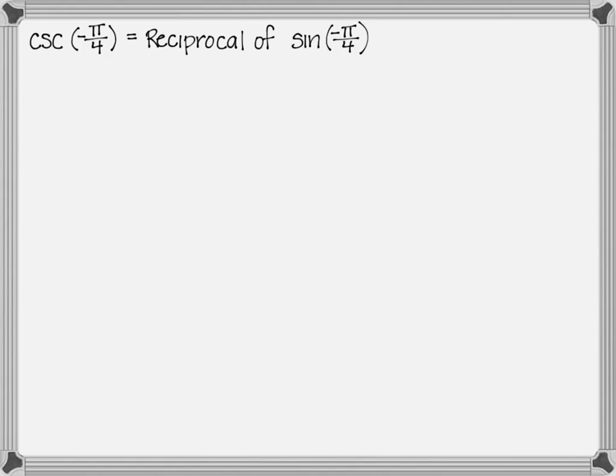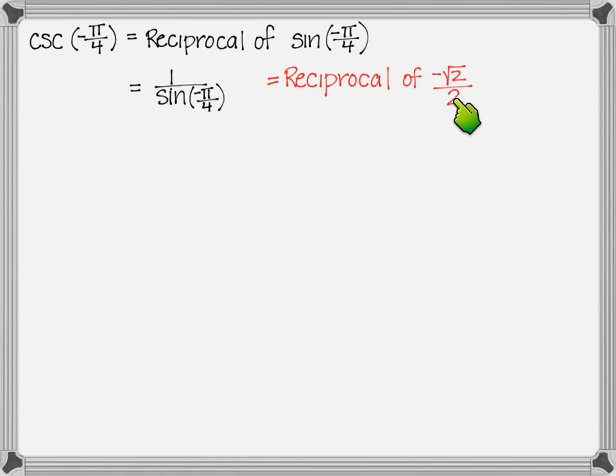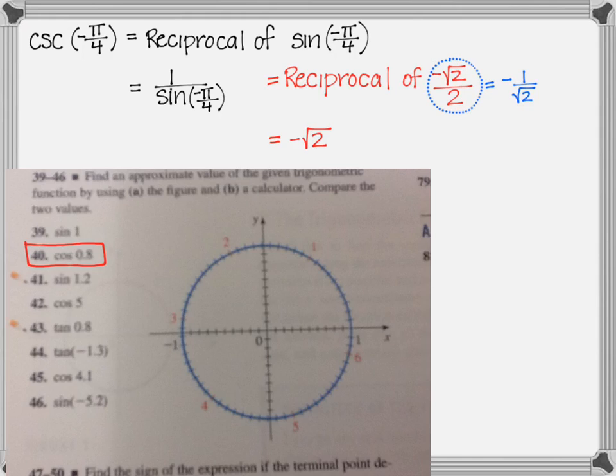If I asked you for the cosecant of negative pi over 4, which does happen to be one of your homework problems, the cosecant is a reciprocal function. It's the reciprocal of sine. So when I'm asking for the cosecant of negative pi over 4, I'm really asking for the reciprocal of sine of negative pi over 4. And sine of negative pi over 4 is negative root 2 over 2. So saying the reciprocal of sine of negative pi over 4 is also saying the reciprocal of negative root 2 over 2, which we just determined was root 2. So we've got negative root 2.